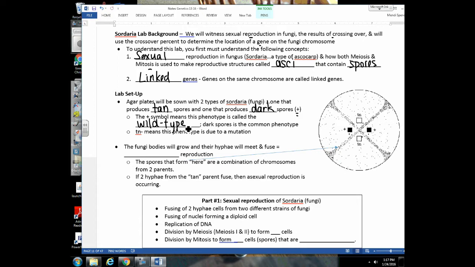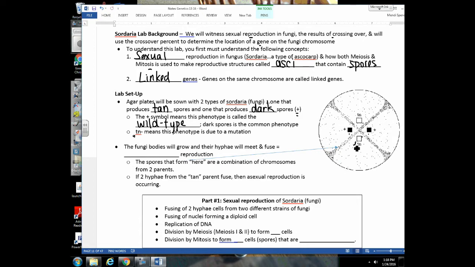Whenever we have a rare phenotype, and it's usually due to a mutation, then we'll put a symbol for it, and lots of times we put a negative with it. So this is the symbol that means the phenotype tan, and it's due to a mutation, and it's pretty rare in the population. So here's what's going to happen in this agar plate, is the fungi body is going to start to grow by mitosis.